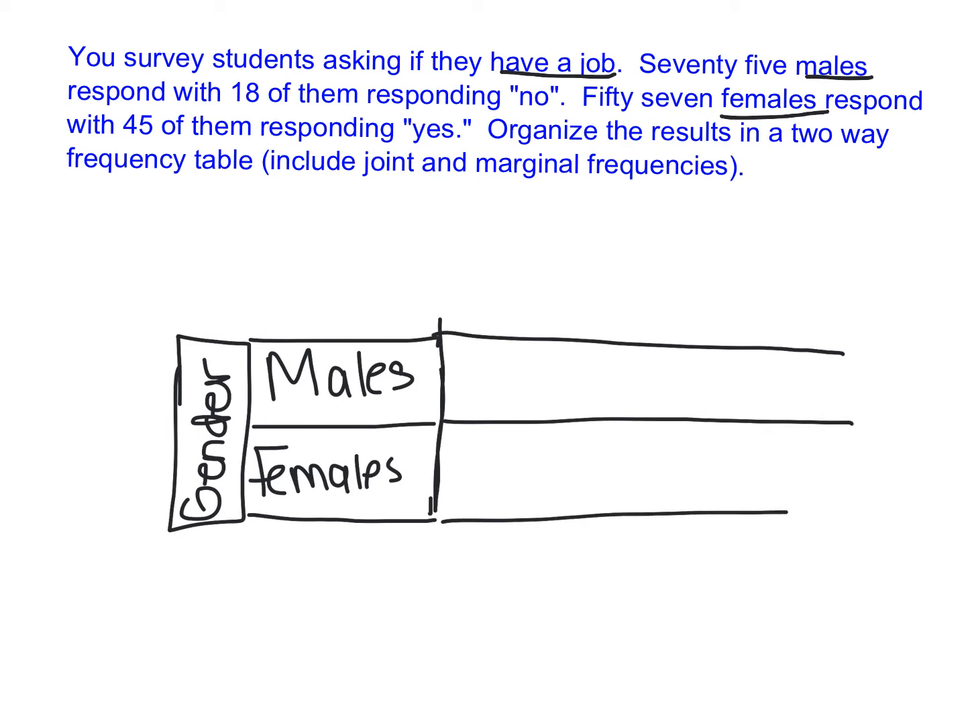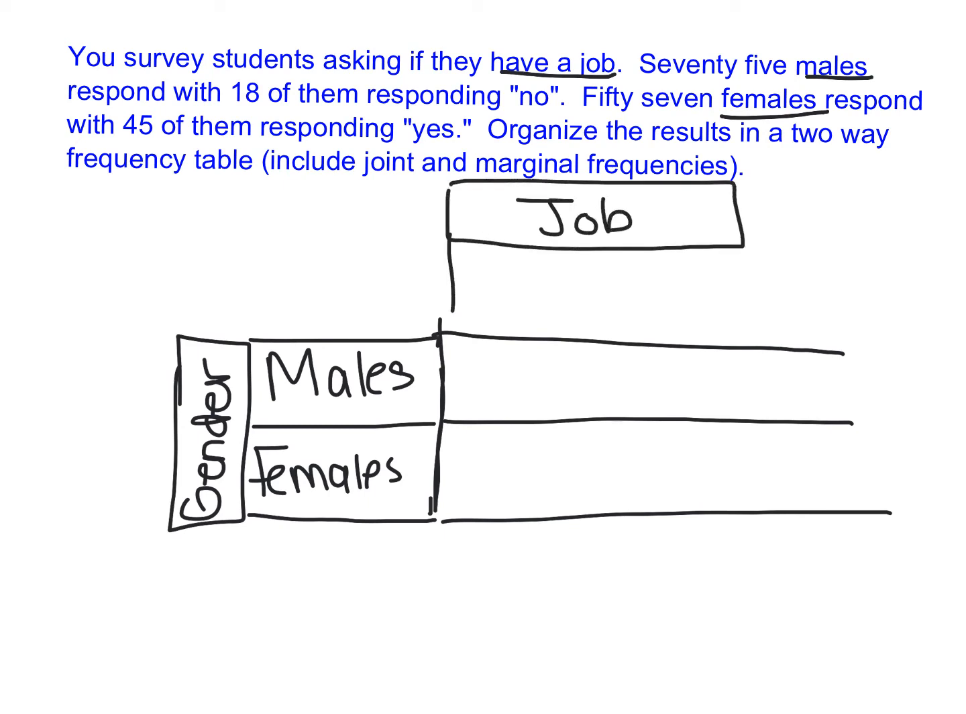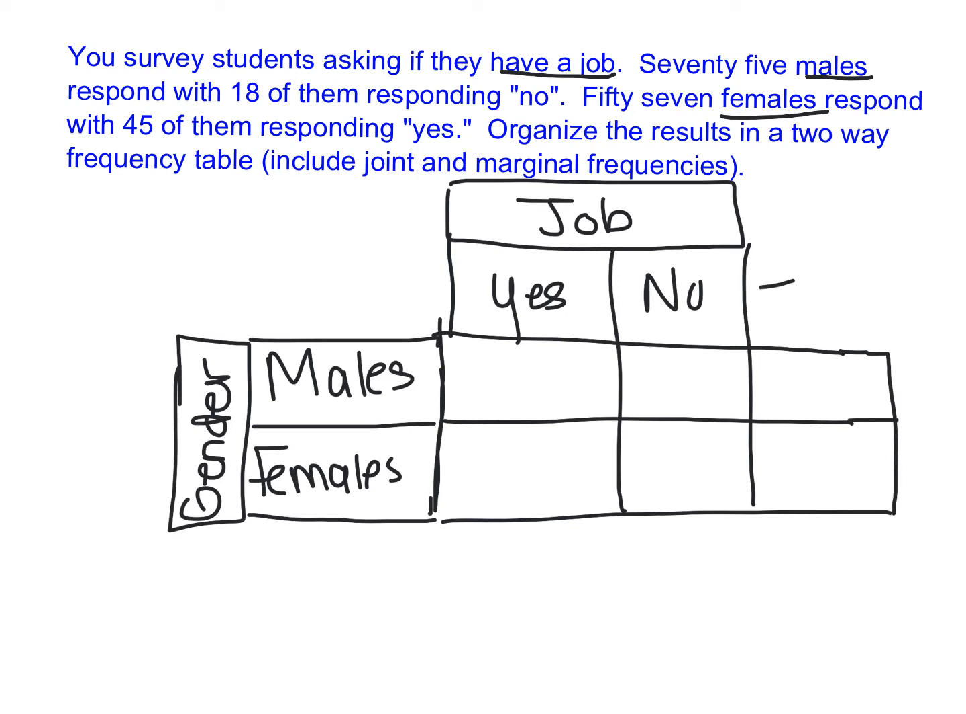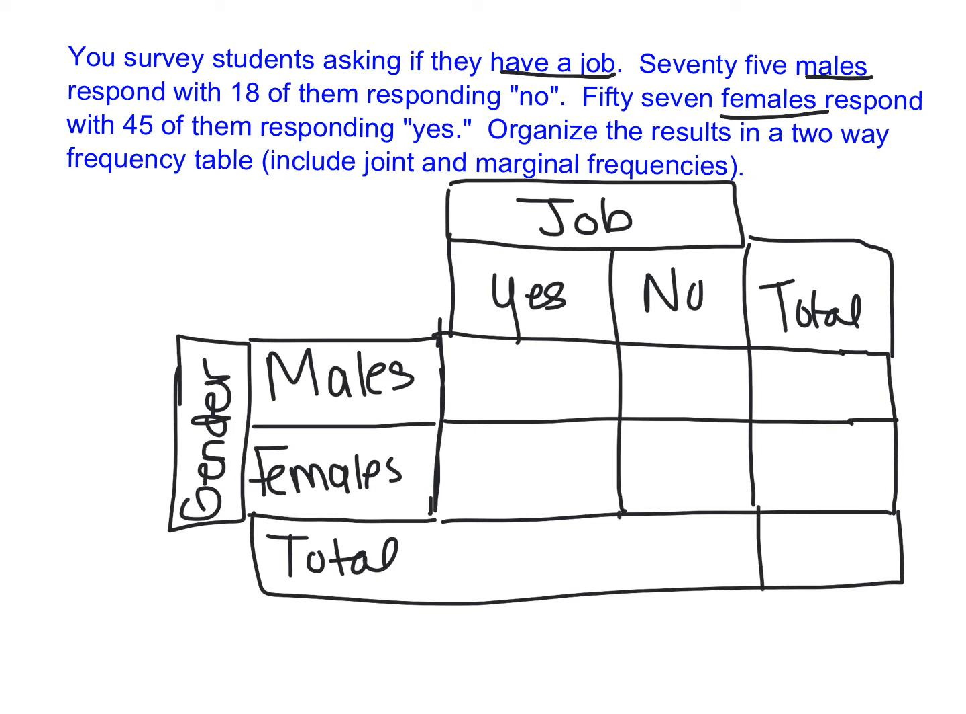And then we can continue that on if we would like. So then from here, our second question is job. Do you have a job? And if we look at that, we have two options. We have yes, I have a job, or no, I do not have a job. So there's our two-way table. Now I'm going to add the totals in again because I think the totals are very helpful. So we have a total here, and then we have a total box down here. And now we can start filling in our information.